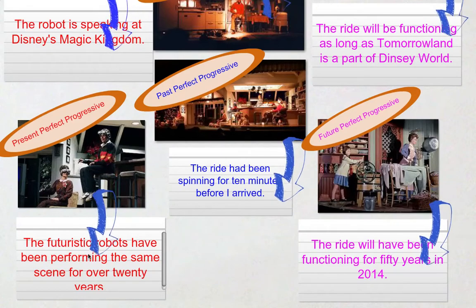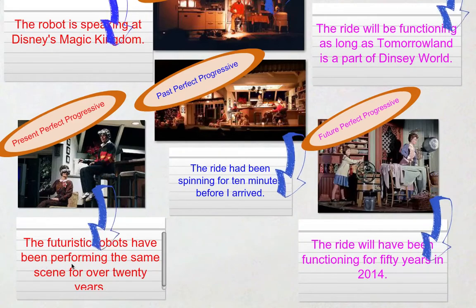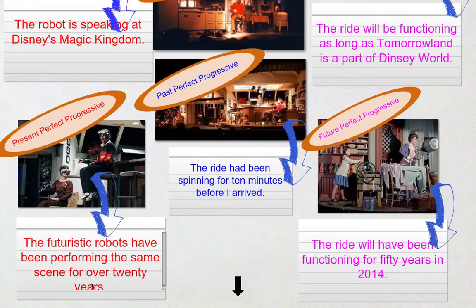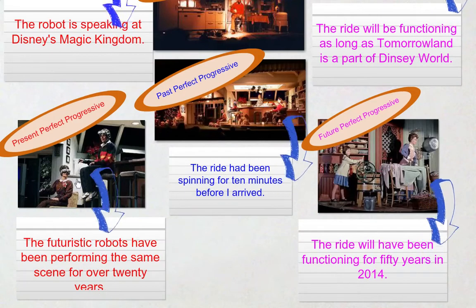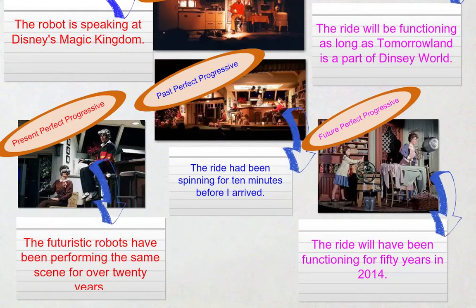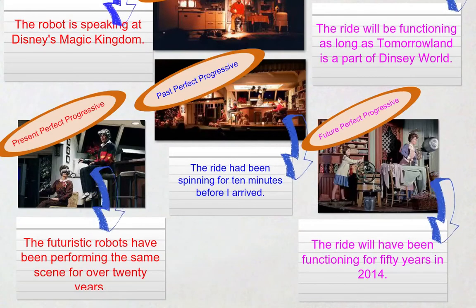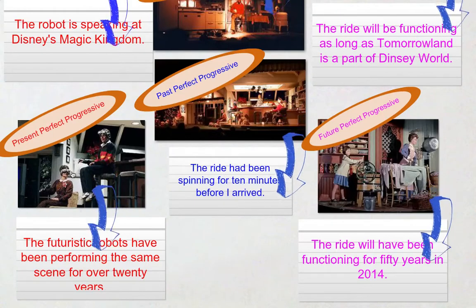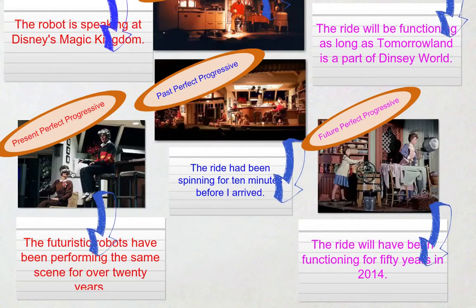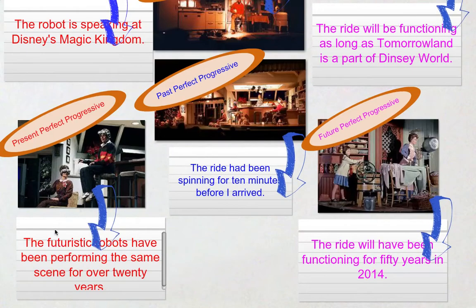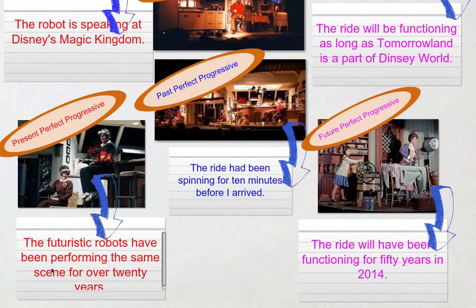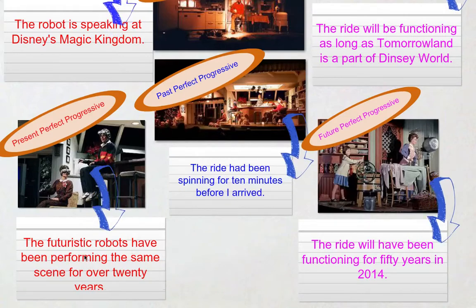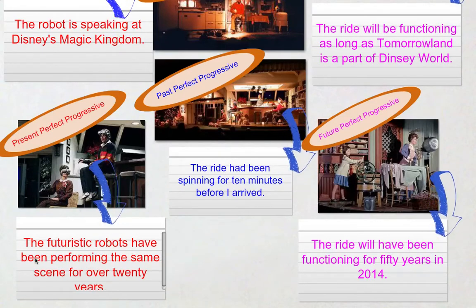So the futuristic robots have been performing the same scene for over 20 years. Okay? So these robots, they have the same scene over and over for, you guessed it, over 20 years. Now, it's still going on today, which is what makes it present, but also you see that it happened in the past. Now, in order to function this way, you still have been, okay?